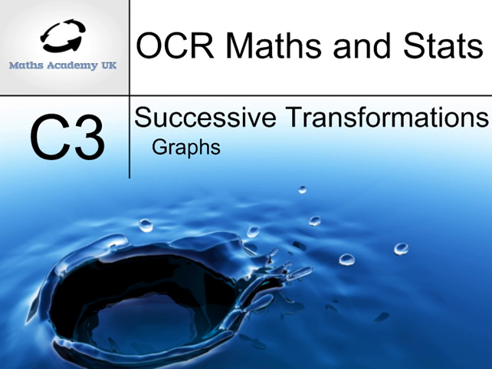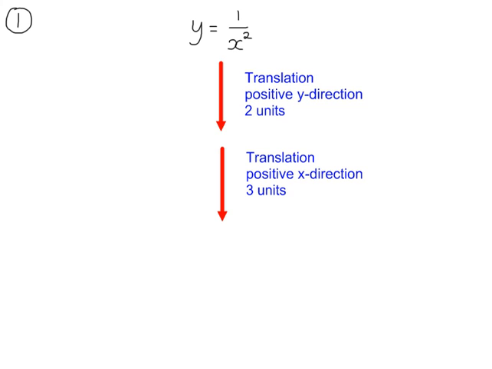Successive transformations, graphs. Let's apply the following two transformations to the graph of y equals 1 over x squared, having a look at the new equation each time and a sketch of the graph.